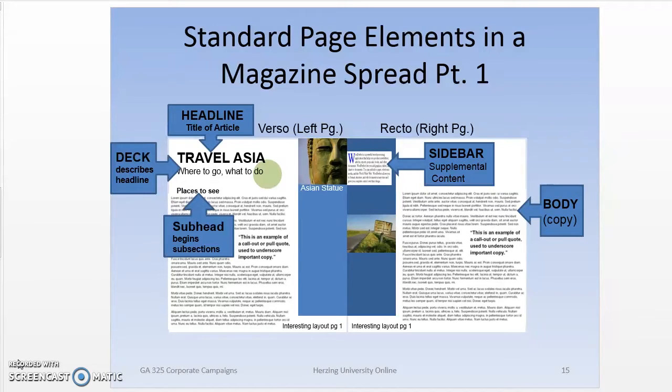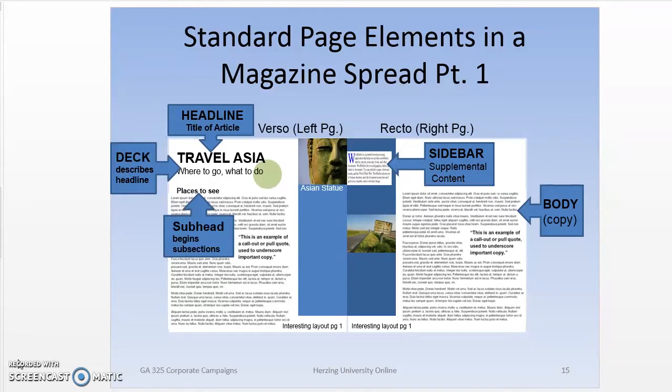First, we have the headline, which is the title of the article. Like we stated before, it should probably be the largest text since that's the first thing that you want the audience to see. The deck is your second most important text that you want them to see. It describes the headline. You then have the subhead, which begins certain subsections. That's a little bit smaller than the deck.